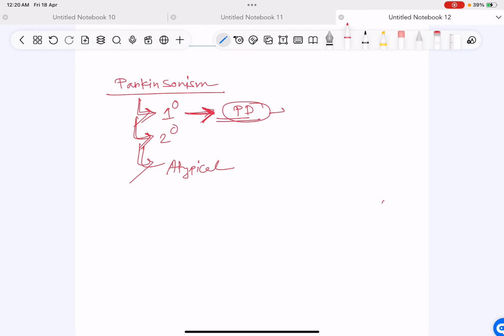This hummingbird sign or the penguin sign is due to midbrain atrophy. The midbrain is atrophic. Because of that, what happens? Suppose this was the midbrain, this was the pons, this was the medulla, this was the spinal cord. It was looking like this. But now because of midbrain atrophy, the midbrain is very small. Pons, medulla, and now look how it looks.